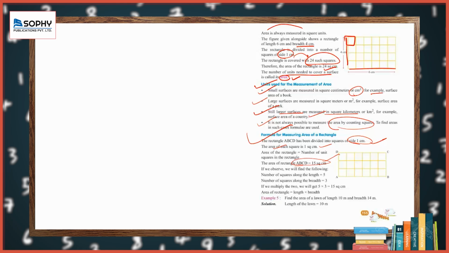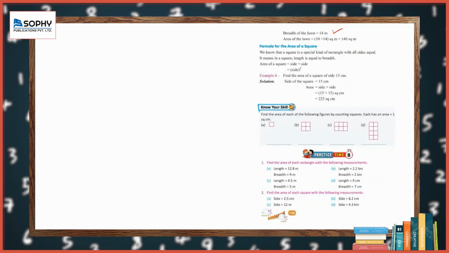If we observe, we will find the following: number of squares along the length is 5, number of squares along the breadth is 3, and if we multiply the two, that is equals to 15 square centimeter. So area of rectangle is length into breadth. For example, students, we have to find the area of lawn having length and breadth like this. So length of lawn is 10 centimeter, breadth of lawn is 14 centimeter, and the area of lawn is 140 square centimeter.